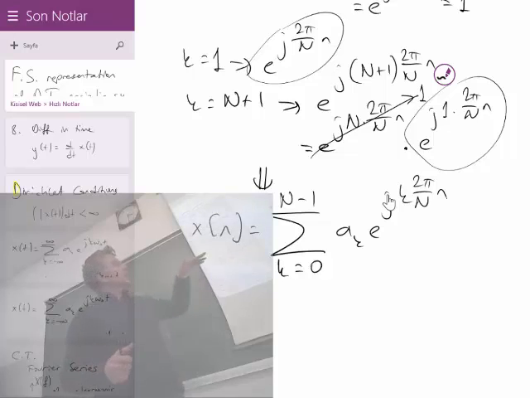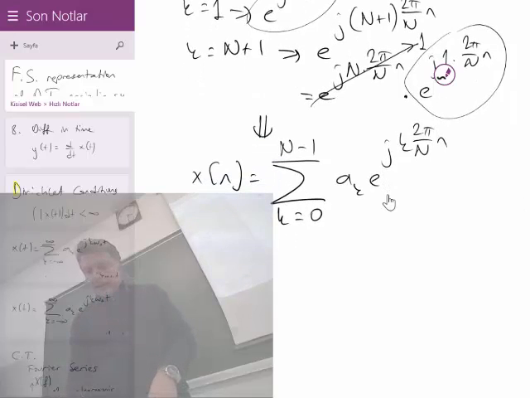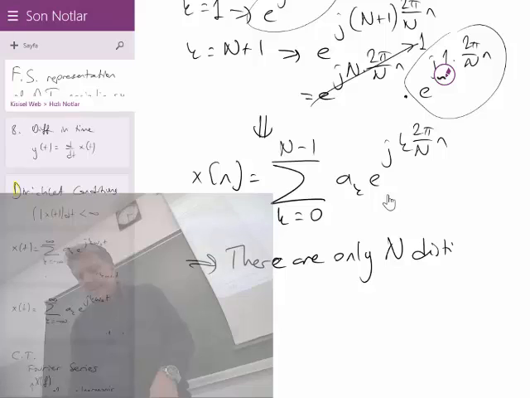Because when k reaches n, 1 after n minus 1 will be n. That would be the same as the k equals 0 case, and they are constantly repeating themselves. So you must limit your summation to a duration of capital N, which means there are only capital N distinct harmonics.